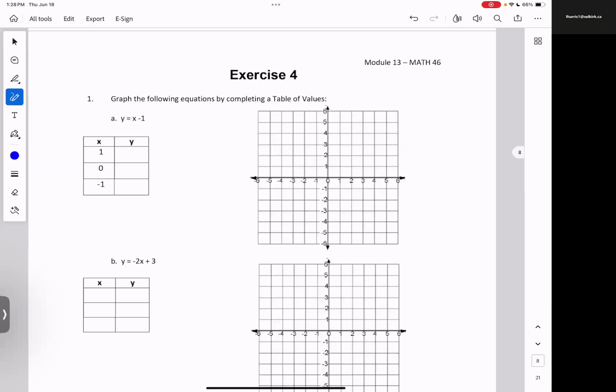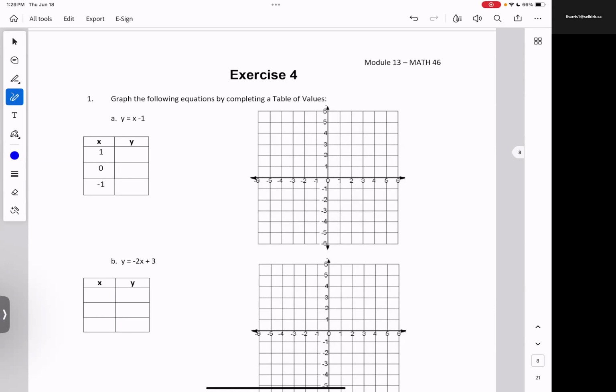All right, let's practice graphing some of these. So our step one was to solve for y. That's already been done for us here. Step two is to choose some x values. That's also been done in this case. So we've been given three x values.